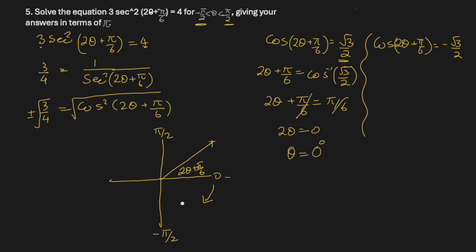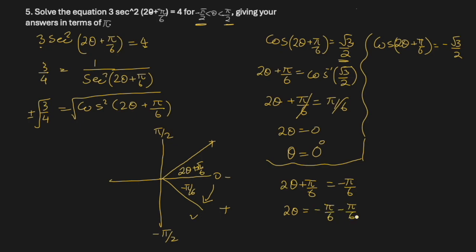In fourth quadrant, this one, again cos is positive. So we will write second answer here, which will be 2 theta plus pi by 6. And we continue from here. This time we'll write minus pi by 6. In this direction, this will be minus pi by 6. So 2 theta becomes negative pi by 6 minus pi by 6. 2 theta is negative pi by 3. If we add them, it becomes 2 pi by 6, okay, which is pi by 3. Let's keep it like this and continue here.